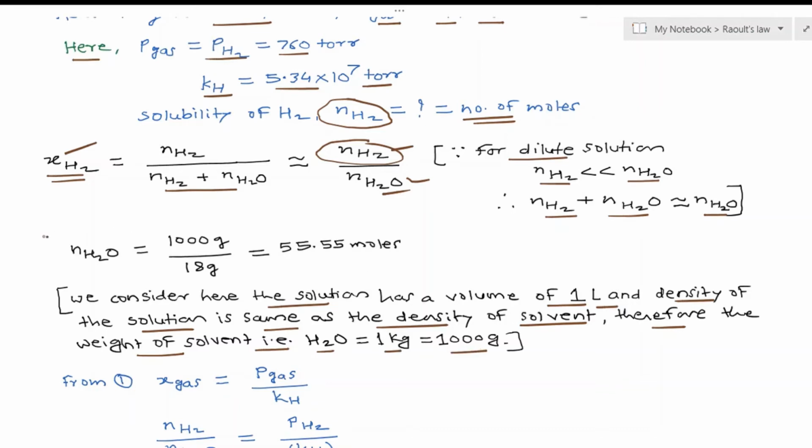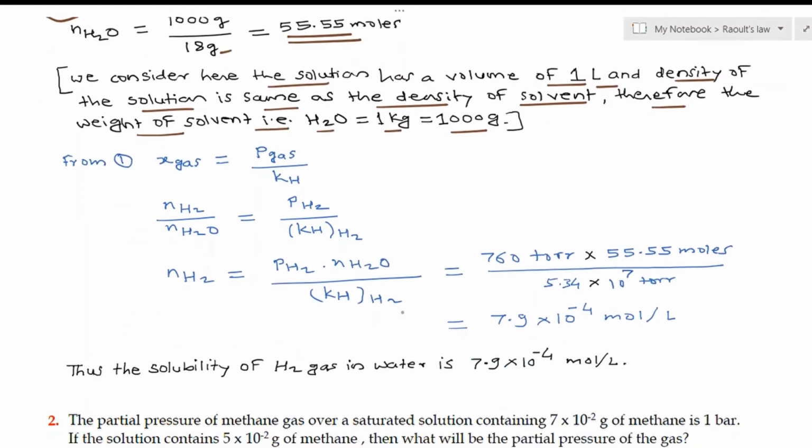Using this you can calculate the number of moles of water as nH2O is equal to the given weight 1000 gram divided by molecular weight 18 gram. So the number of moles of water is 55.55 moles. Using Henry's law, X gas is equal to P gas upon Kh. X gas is nH2 upon nH2O, that is equal to pH2 upon Henry's law constant of hydrogen gas. So nH2 is equal to pH2 multiplied by nH2O divided by Kh of H2.